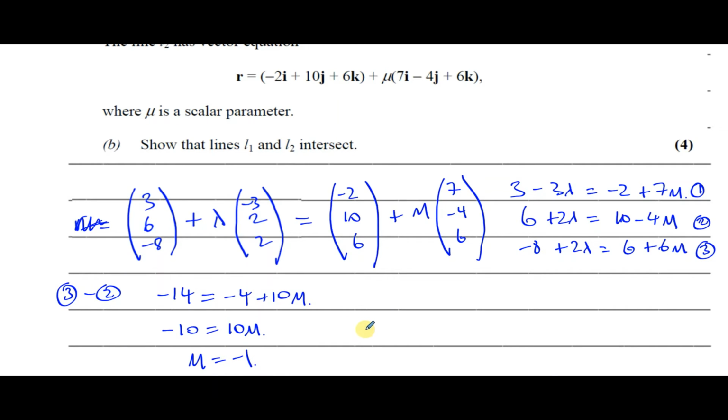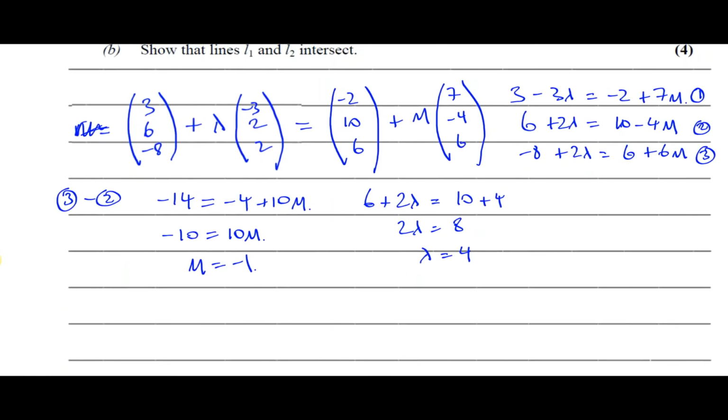Let's find what lambda is. I can substitute this into either of these two equations. Let's choose equation 2. I'll have 6 plus 2 lambda equals 10 minus 4 times minus 1, which is plus 4. So I'll have 2 lambda equals 14 minus 6. 14 minus 6 is 8. So lambda is equal to 4. So I know that mu is equal to minus 1 and lambda is equal to 4.